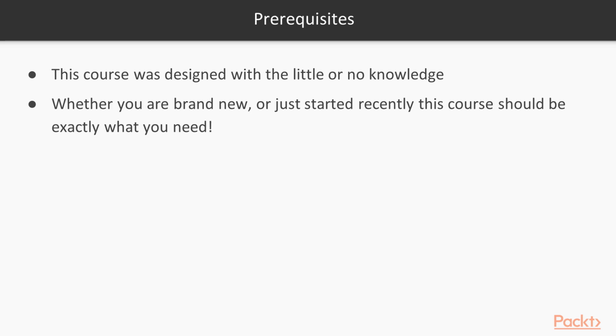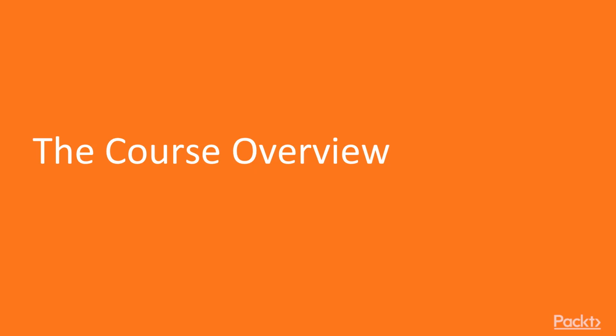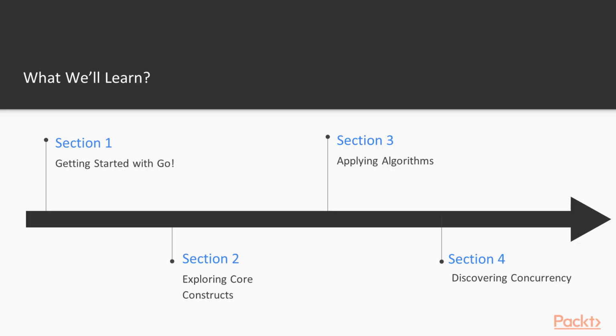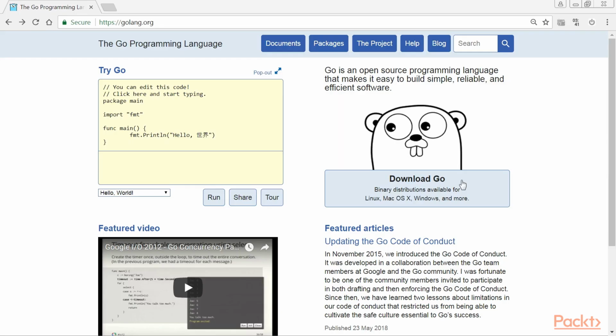This course is aimed at people with little or no experience with the language. You will learn from the very basic to building a small distributed search engine. It's organized in four sections. The first one, Hello World, starts with an introduction to the language and why Go is a great choice.